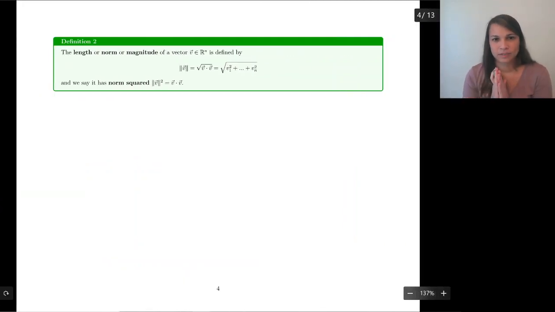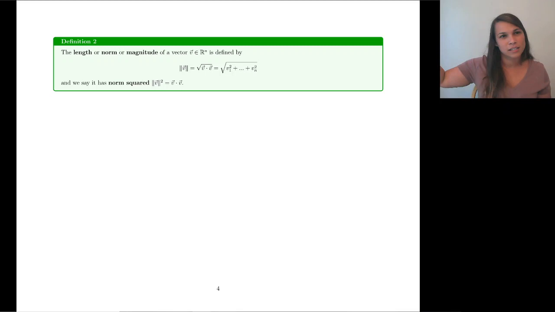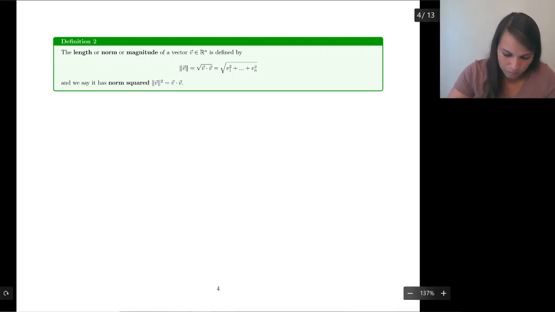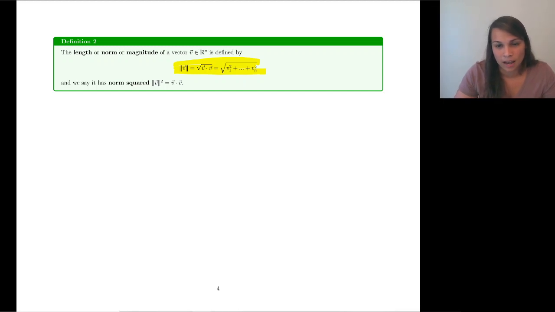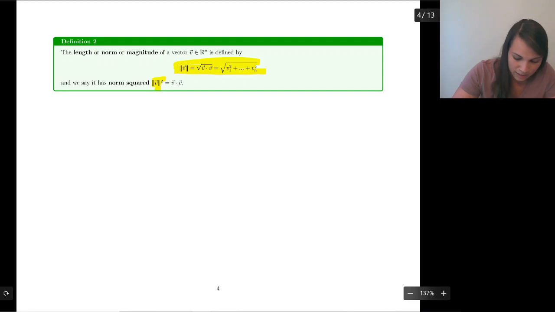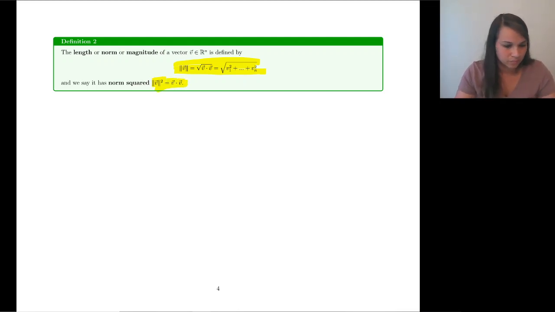Okay, now we're gonna get into length, norm, magnitude. It's all the same thing. These are all the same word that basically just says, how long is my vector? It is defined by this guy right here. So notice there is a square root in there. And we say it has norm squared right here if we want to stop talking about the square root basically. Okay.